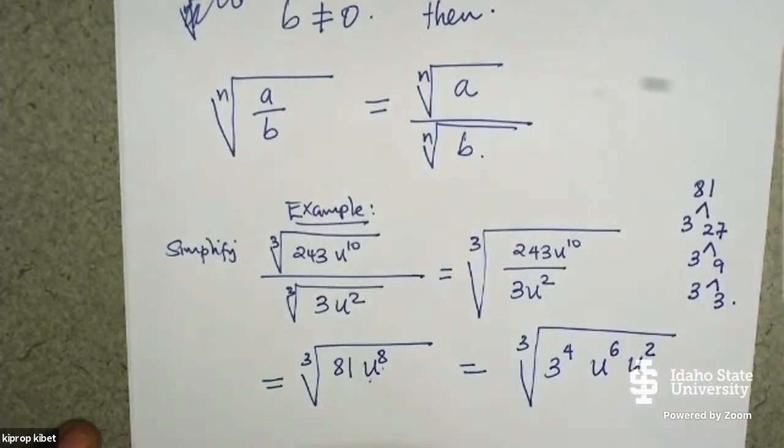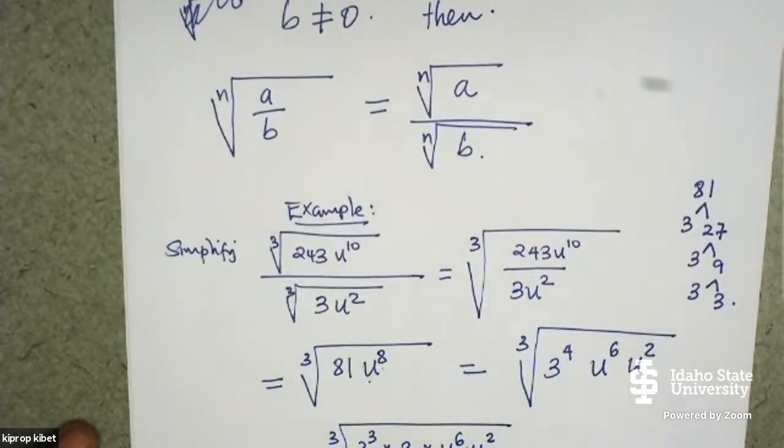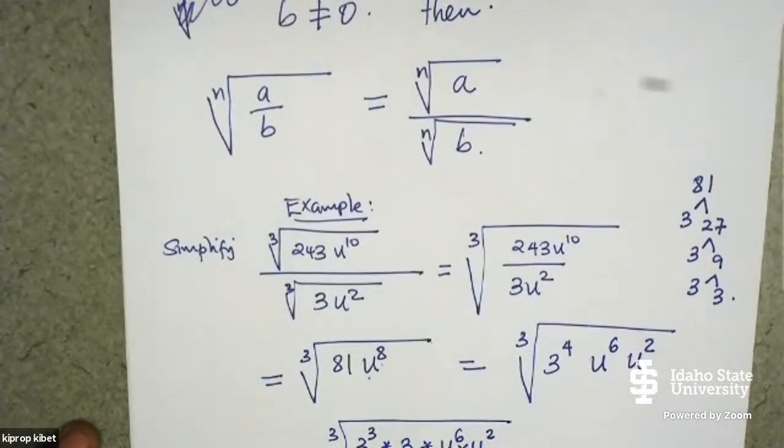Okay, so also this can be written as the cube root of 3 raised to 3 multiplied by 3 multiplied by u raised to 6 multiplied by u raised to 2. And finally, what will come out is 3, and another one is u squared, and then the cube root of 3u squared.